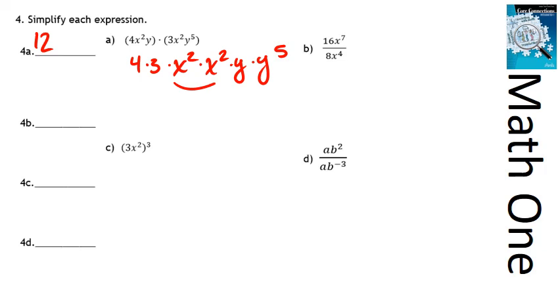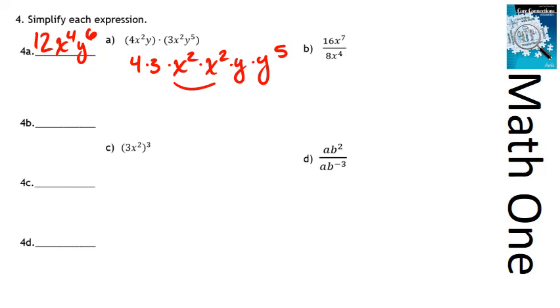So that's x times x times x times x, or x to the fourth power, just using the definition of exponentiation. And then I've got y to the first power, a single factor of y, times 5 more factors of y. So that's y to the sixth power. So we've got 12, x to the fourth, y to the sixth.